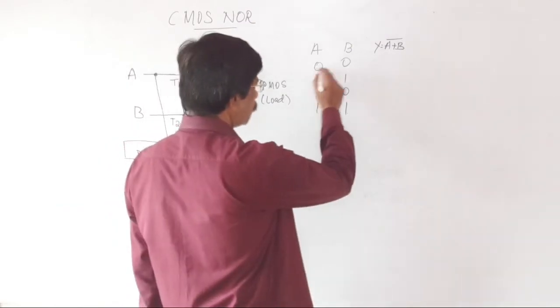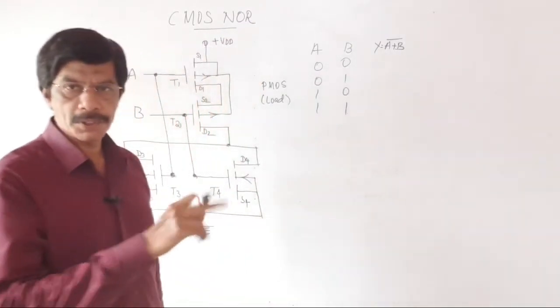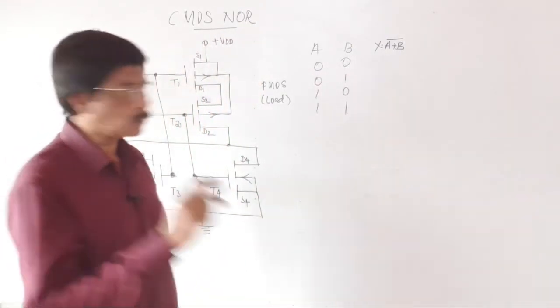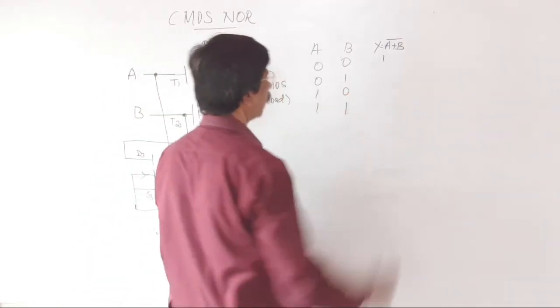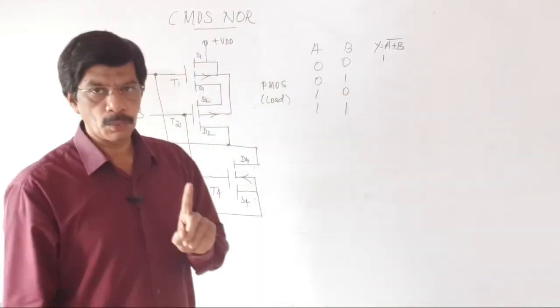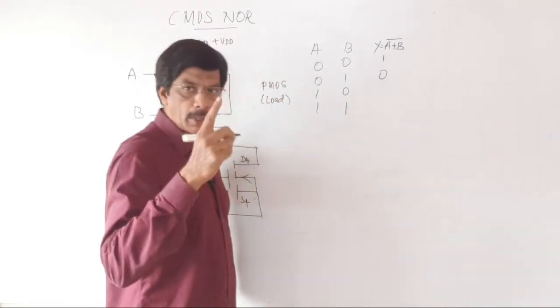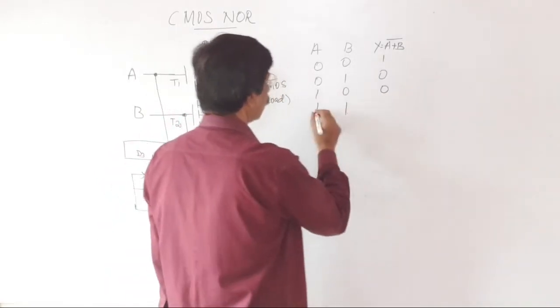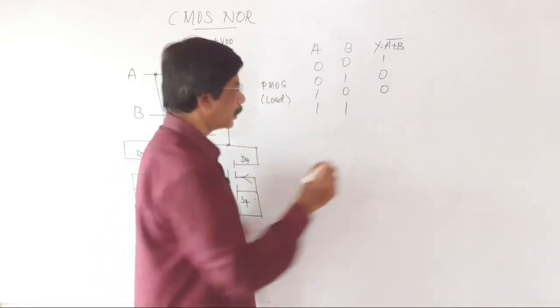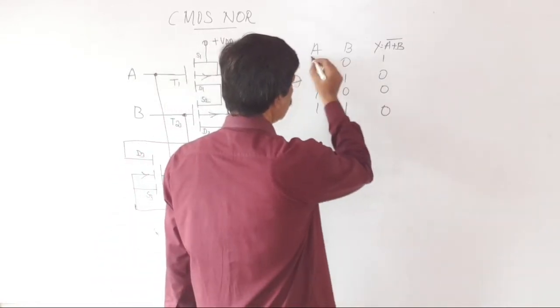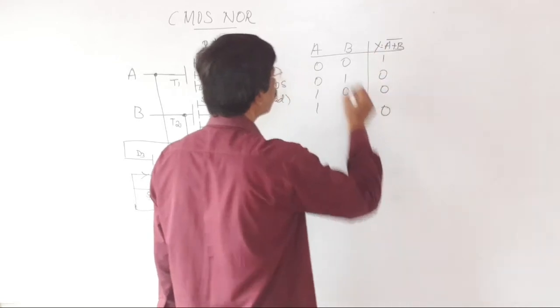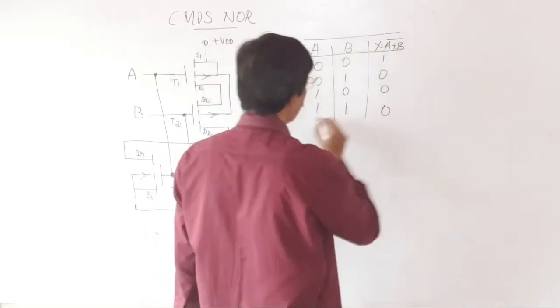When A is equal to 0, B is equal to 0, 0 plus 0 is equal to 0, 0 bar is equal to 1. The output is equal to 1. 0 plus 1 is equal to 1, 1 bar is equal to 0. 1 plus 0 is equal to 1, 1 bar is equal to 0, again 1 plus 1 is equal to 1, 1 bar is equal to 0. This is the truth table for two input NOR gate.